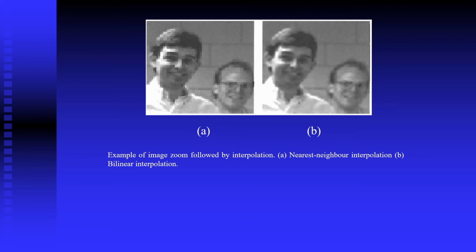Here, in this example, I have shown the zoom. After zooming I have done some interpolation. Nearest neighbor interpolation is done. The second case is the bilinear interpolation, that is more accurate. So I have shown 2 interpolation techniques. One is the nearest neighbor interpolation, another one is the bilinear interpolation.